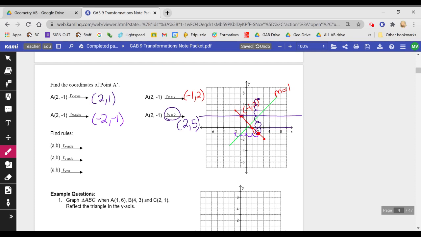So now I want you to pause and I want you to see if you can use our 3 examples that we did to come up with a rule for reflecting over the x-axis, the y-axis, and the line y equals x.